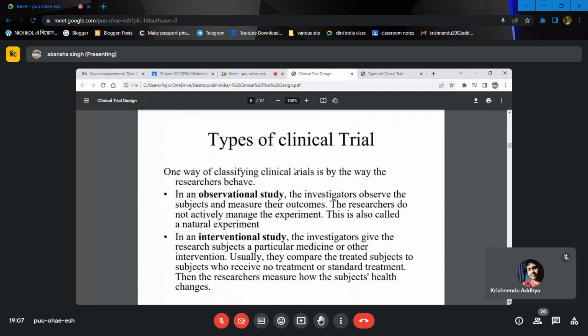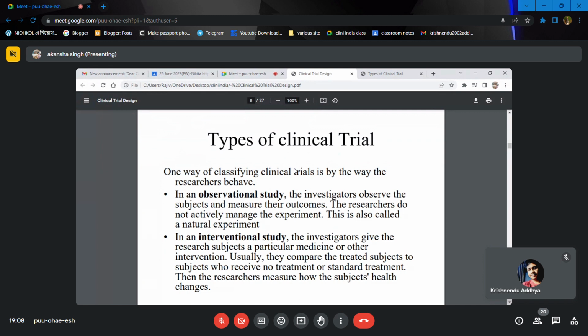Now, type of clinical trial. Whenever someone asks how clinical trials are classified, they are always classified into observation study and intervention study. Observation means the investigator is just observing the subject. They measure their outcome and how much risk they have. The researchers do not actively manage the experiment. These are called natural experiments, based on questionnaires and surveys. We conduct this observation study.